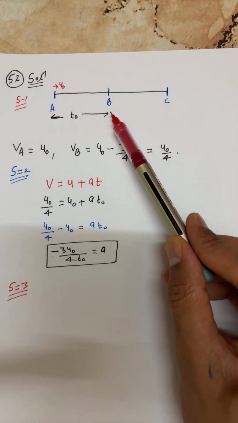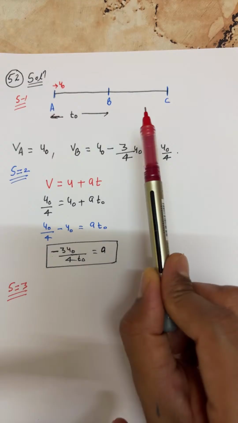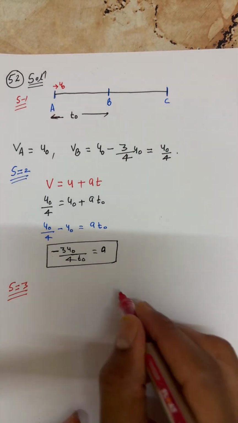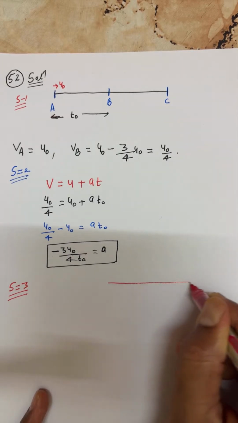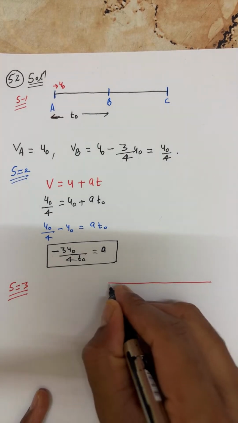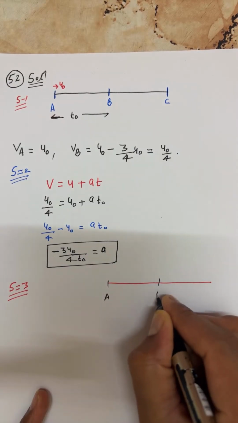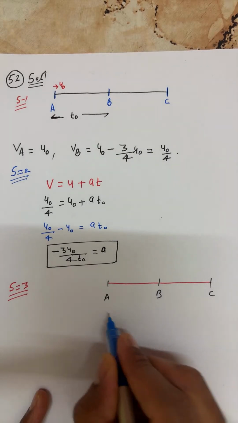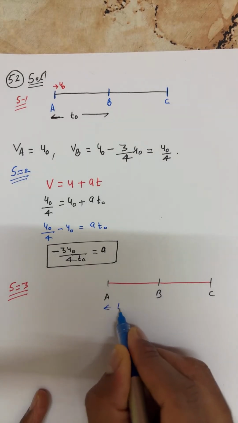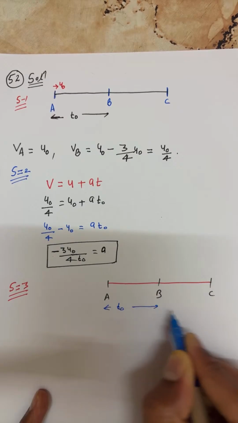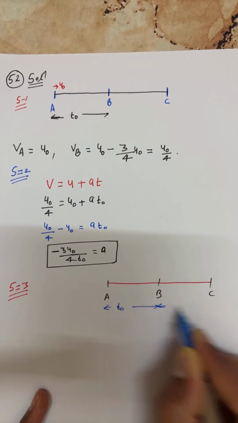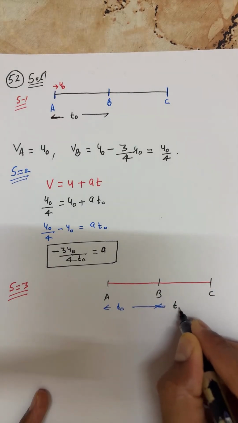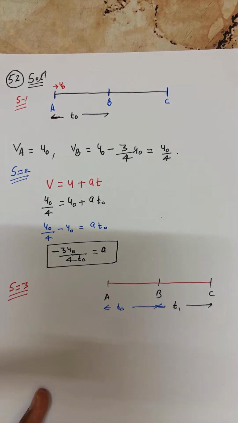I can see the remaining portion here, B to C, because in the question you need to find the total time. Now students, I'm going to make one more diagram. For clarity, this is point A, this is point B, this is point C. For A to B, the timing is already known to us, which is equal to T naught. But I don't know the timing from B to C, so I'm calling it T1.